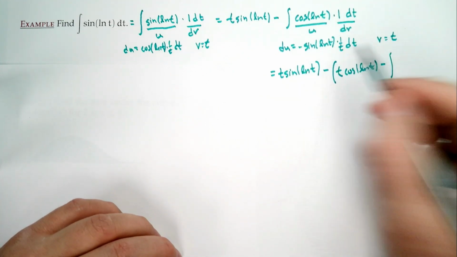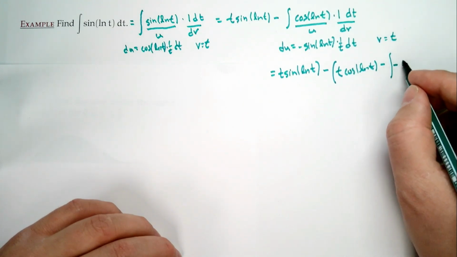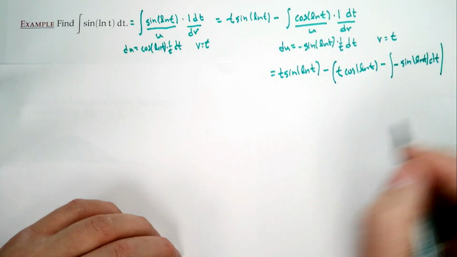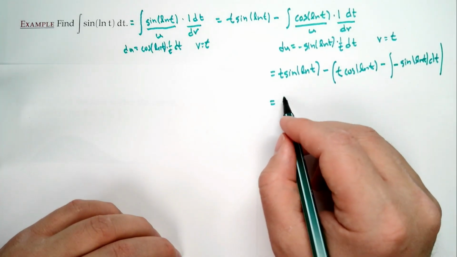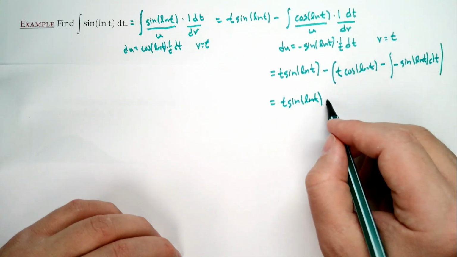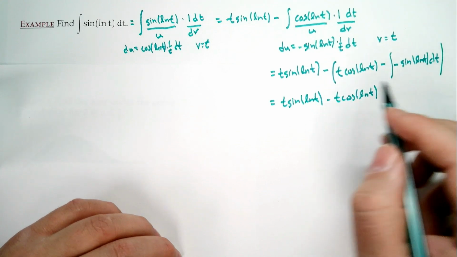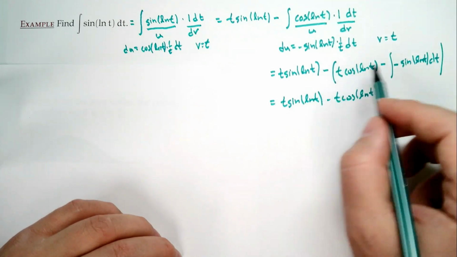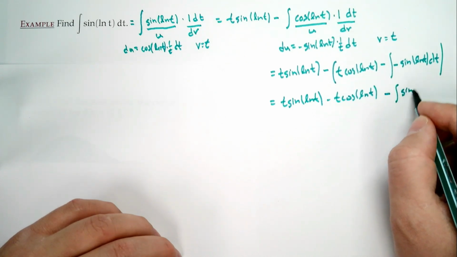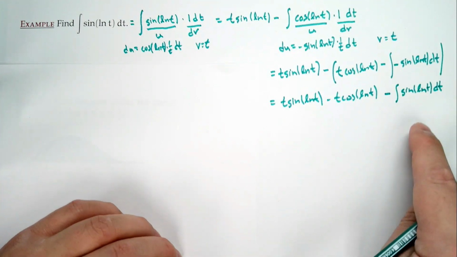But the t and the 1 over t again cancel. So we'll end up with a minus sine log t dt. So once the dust settles, t sine of log t minus t cosine log t, then minus, minus, minus, there's 3 minuses, minus integral sine of log t. You might say, well, wait a second, isn't that where we started?